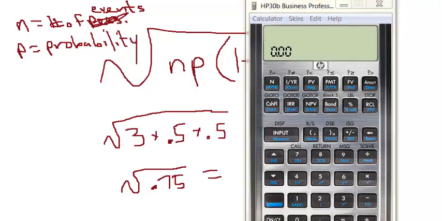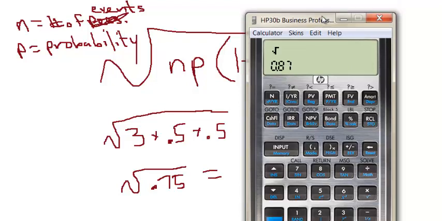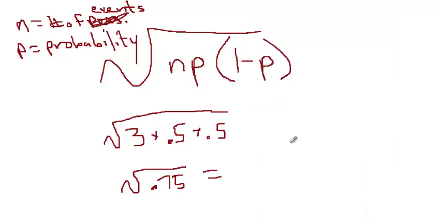Okay, so we have 0.75, and we'll take the square root of that, which comes out to approximately 0.87. So it's 0.86, etc., but you can round it off to 0.87. So that would be our answer.